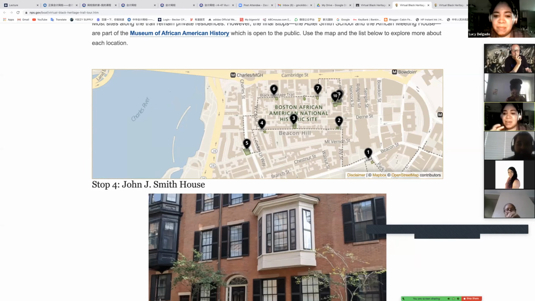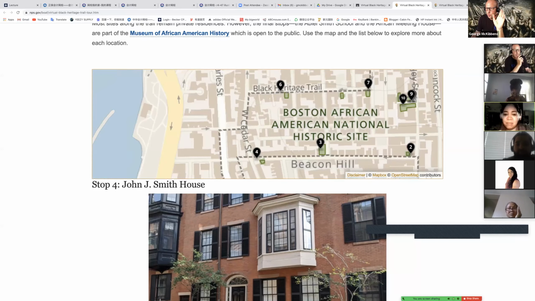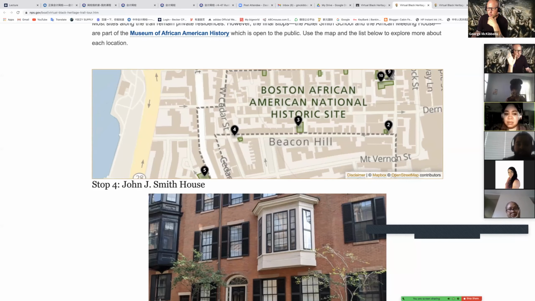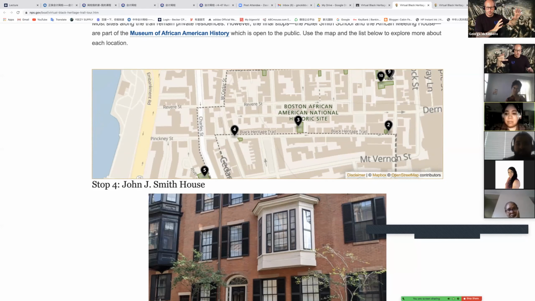Has anybody been to the Children's Museum, taken their kids to the Children's Museum? If you go to the Children's Museum, there's an exhibit called Black Boston, and they have a model to recreate John Smith's barbershop inside that. If you ever take your kids to the Children's Museum, there's a model of that there.